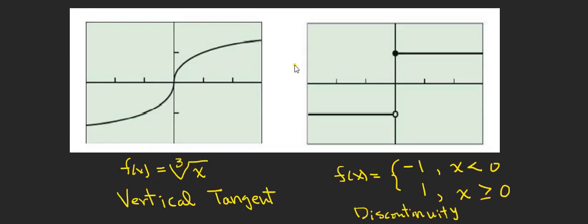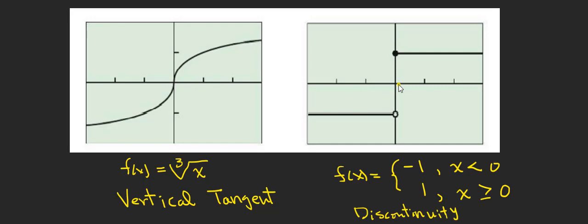Let's take a look at the last 2 cases where a function is not differentiable. The third case is when you have a vertical tangent. Here you have a graph of cube root of x, and it's continuous everywhere. But when x equals 0, notice as you draw the tangent line at x equals 0, you're going to get a vertical tangent line. And you know from algebra 2 or pre-calculus that when the line is vertical, you have no slope. So at a point where you have a vertical tangent, it's not differentiable.